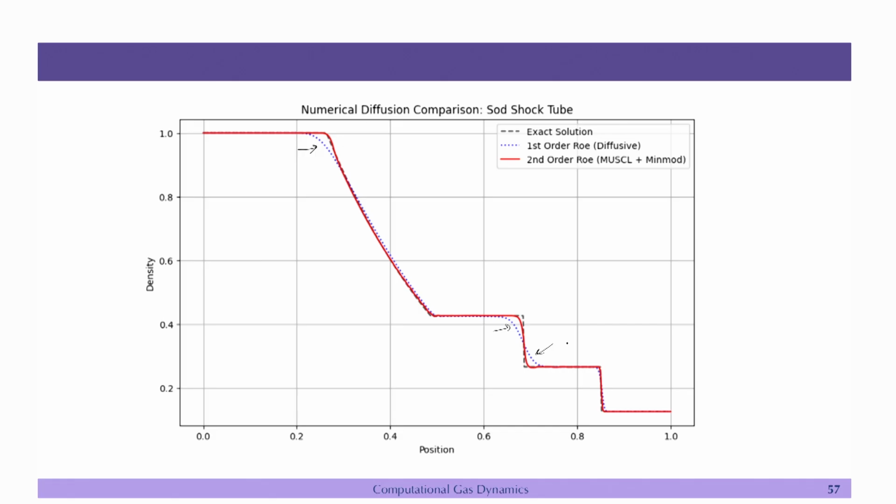If you increase the order, here I have used second order. There is a reconstruction scheme called MUSCL. This is basically a kind of TVD scheme that we have discussed earlier, and a TVD scheme has to be accompanied by a limiter. In this case it is a minmod limiter, and you can see the solutions become very good. They are much better compared to what we get from the first order.